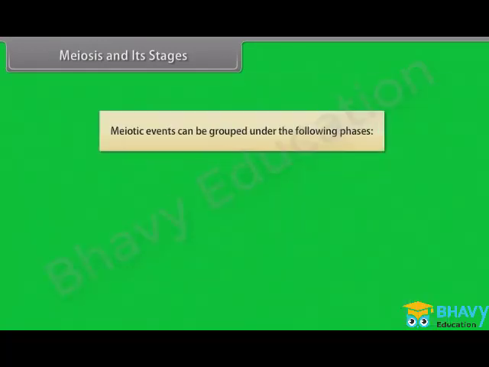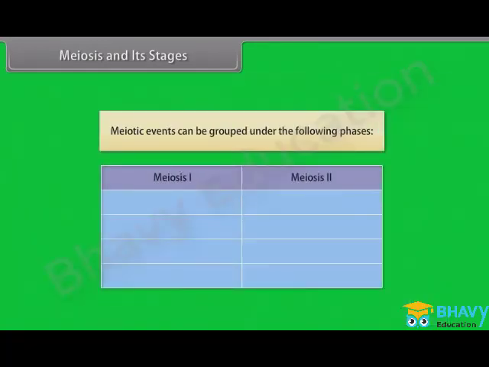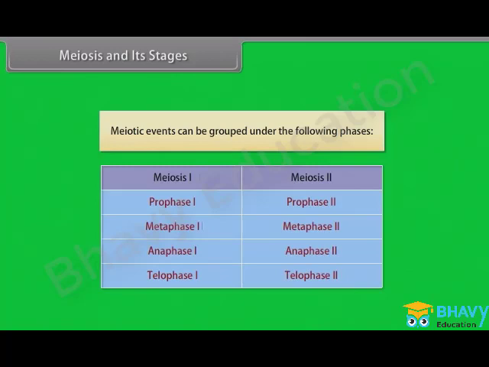Meiotic events can be grouped under the following phases: Prophase I, Metaphase I, Anaphase I, and Telophase I come under meiosis I, while Prophase II, Metaphase II, Anaphase II, and Telophase II come under meiosis II. Now let us know each phase in detail.